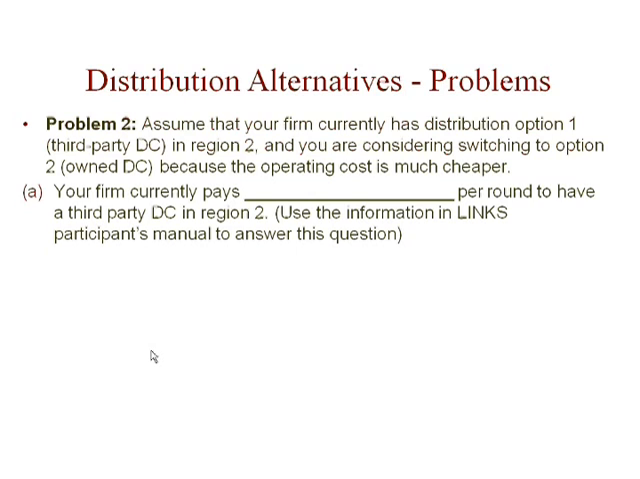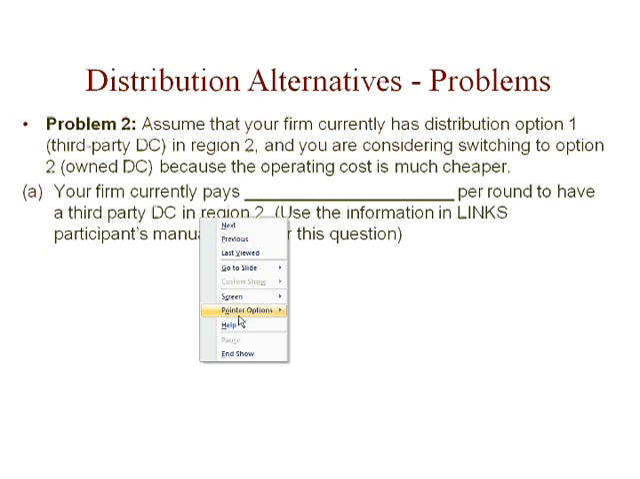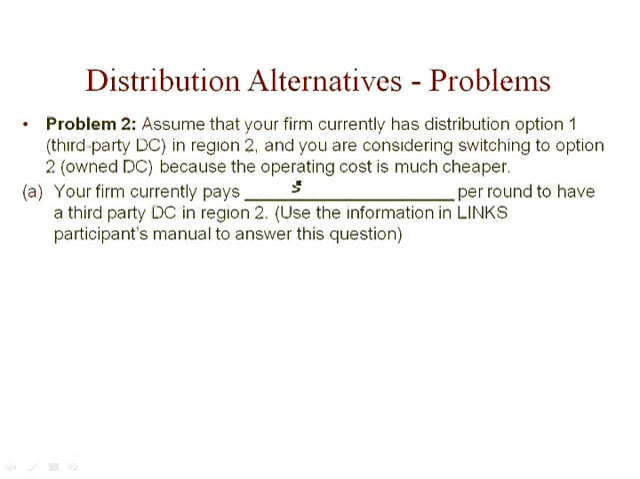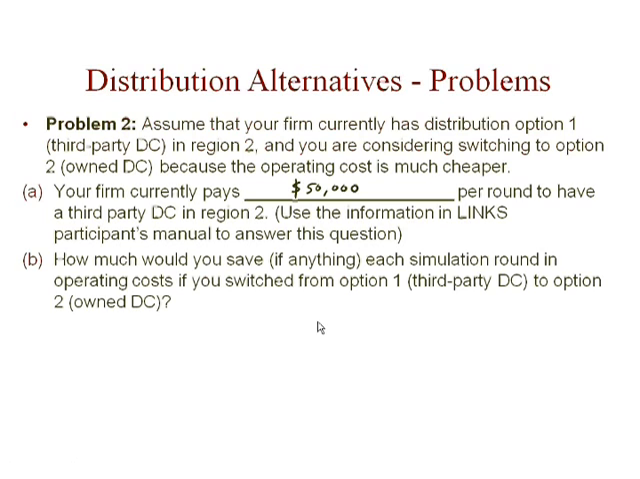So your firm currently pays $50,000 per round. So from the manual you can see this information, but as of now you're paying $50,000 as your operating cost. But when you switch from a third-party DC to an own DC, it changes your operating cost to $25,000.